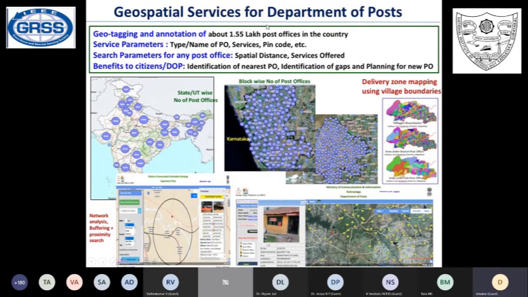A typical example is how the entire postal department, which is about 1.55 lakh post offices in the country, is literally on Bhuvan today, and they are planning a wide variety of developmental schemes on the location based information.